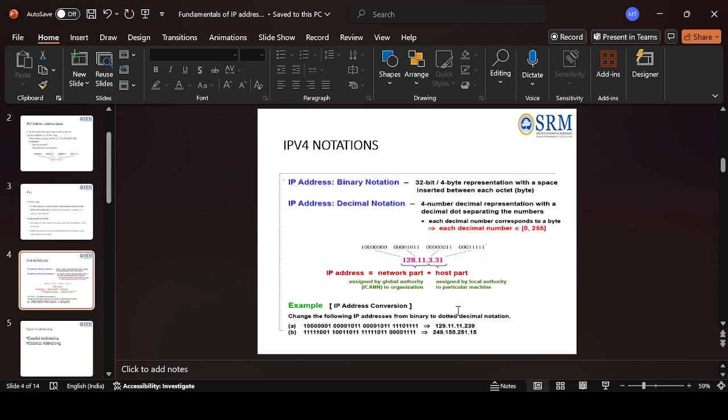As I told you, you can represent IP addresses in two notations. One is the binary notation, the other one is the decimal notation. We'll see how these addresses are segregated. One half indicates the network part and the other part indicates the host part. When I'm representing the IP address in decimal notation, the range is between 0 to 255.